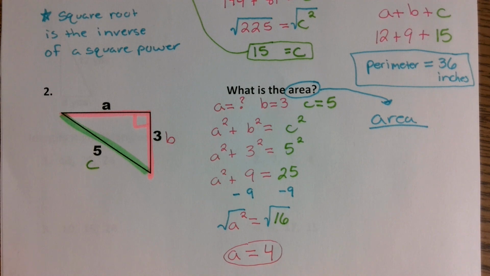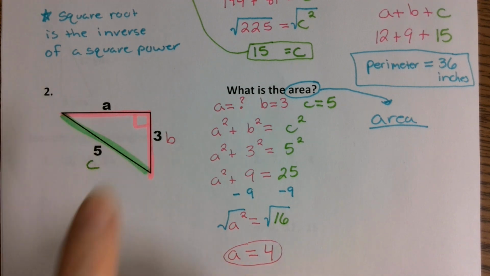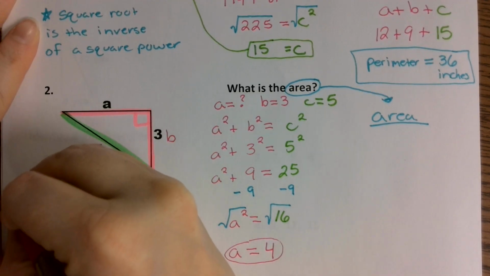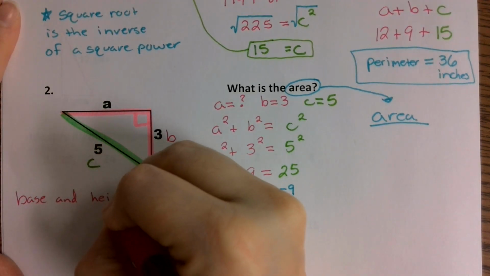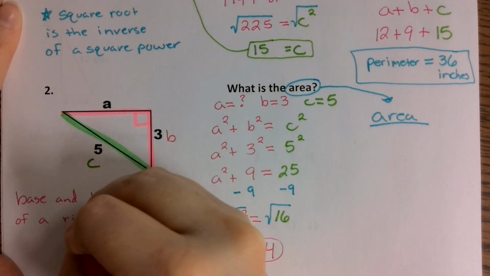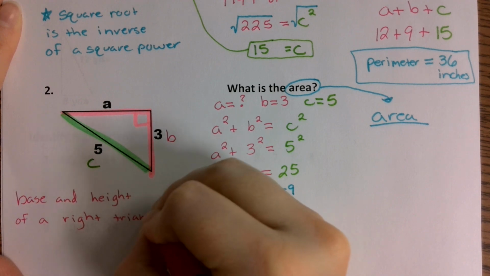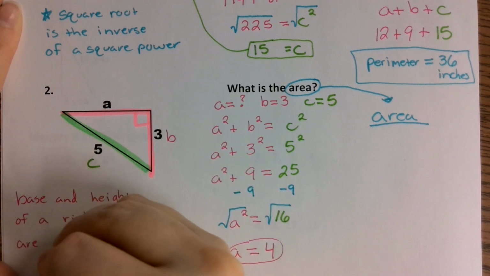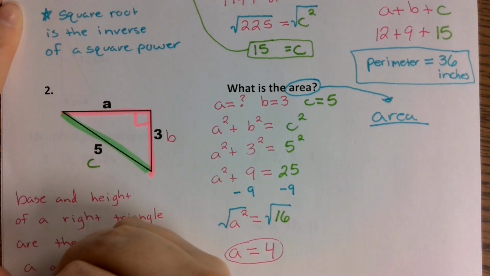1/2 times the base times the height. The base and the height of a right triangle are the legs. Write that down. Base and height of a right triangle are the legs, A and B.